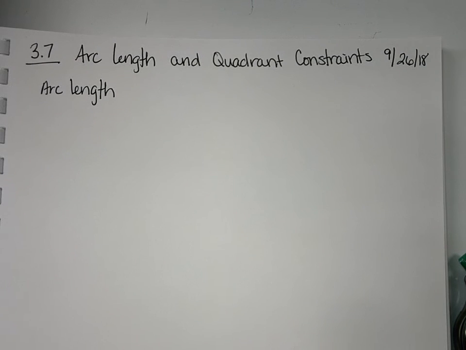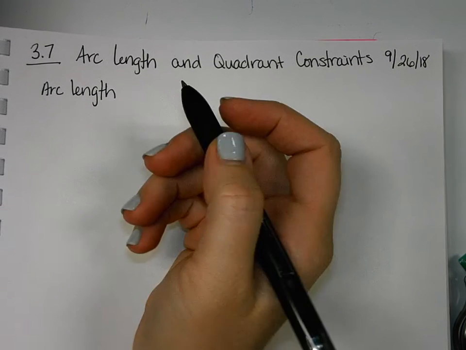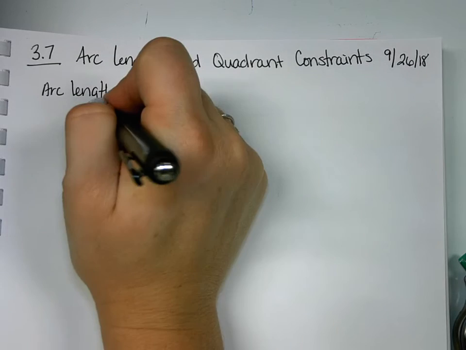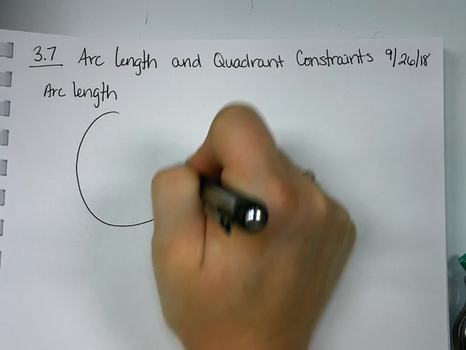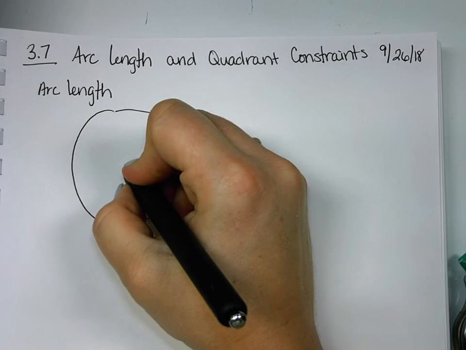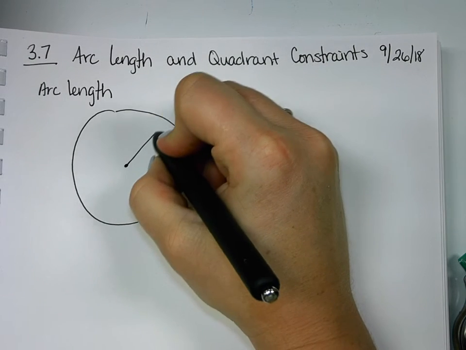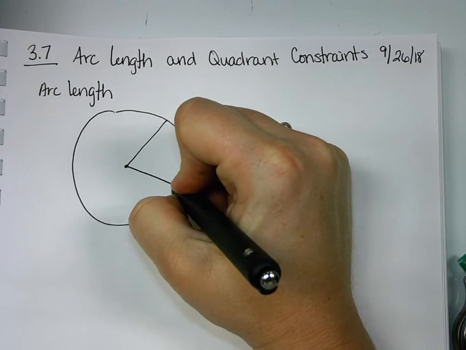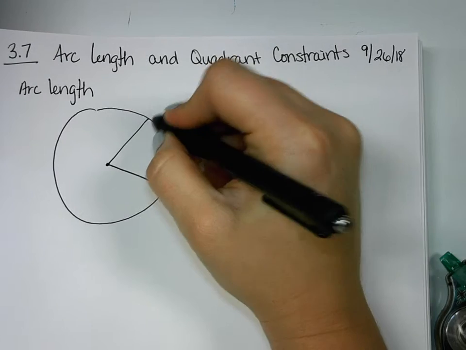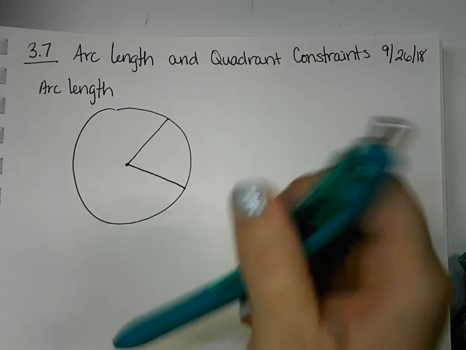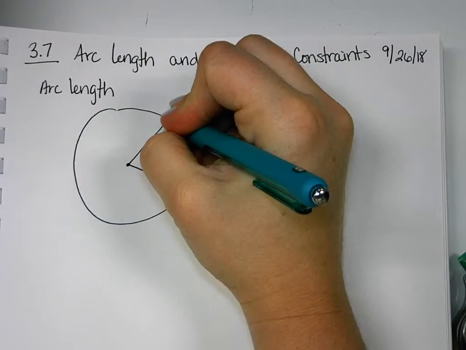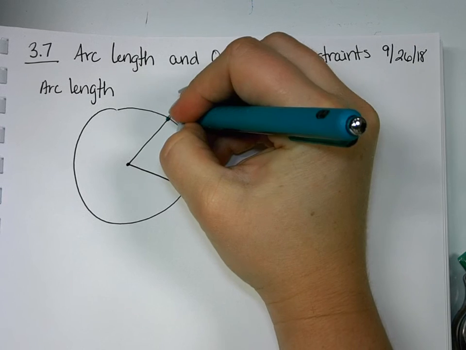Alright, so our next lesson, 3.7, is on arc length and quadrant constraints. So we're going to start with arc length. Arc length goes back to our circles. So if we have a circle and we want to know what is the length of the arc between any two given endpoints.